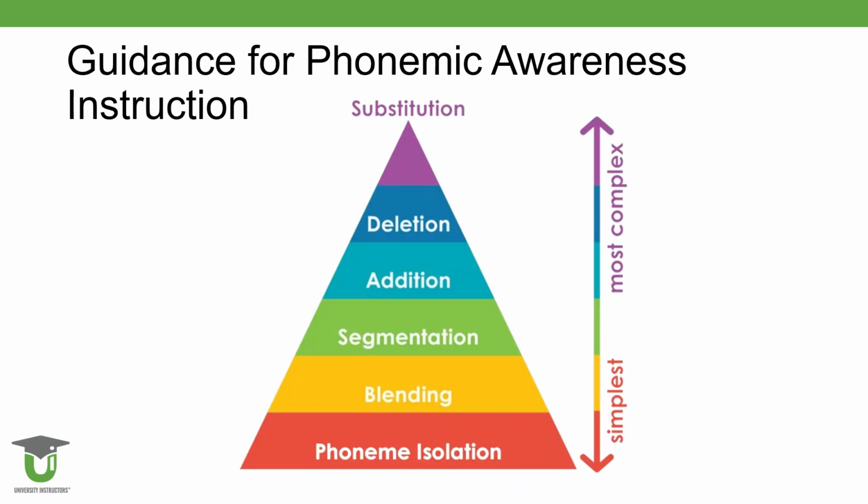There are 6 phonemic awareness skills. Notice that the skills are listed at different levels, and that's because some phonemic awareness skills are more difficult than others. Isolation is the simplest level at the bottom, followed by blending, segmentation, addition, deletion, and substitution. Next, we'll explore each stage of phonemic awareness instruction in additional detail.